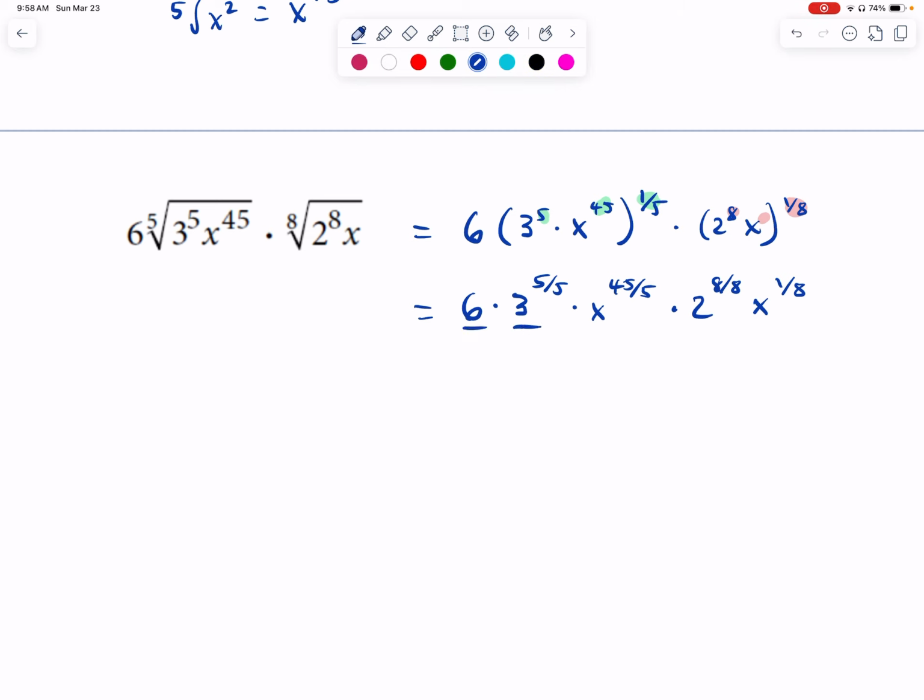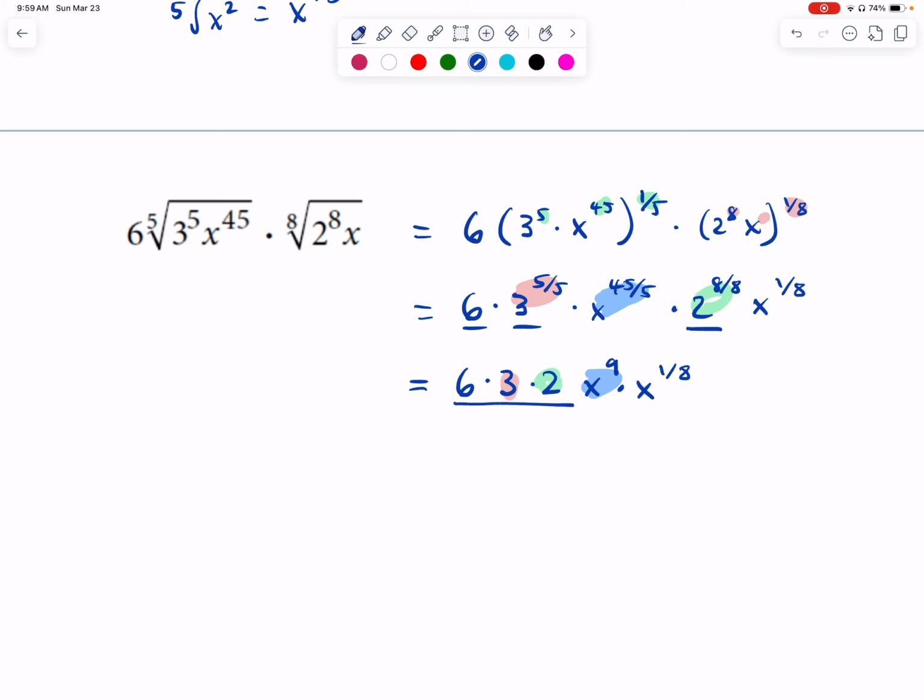And let me just combine all of these as basically the coefficient, the constant that's going to be right up front. So I have 6 times 3 times 2. Again, let me just color these so that they match up here. This guy goes with that. And then as far as the variable expressions go, for the first one, I'm going to have x to the 45 divided by 5, which is x to the 9th. And then x to the 1/8. Well, there's not much that we can do with this, so x to the 1/8 here.